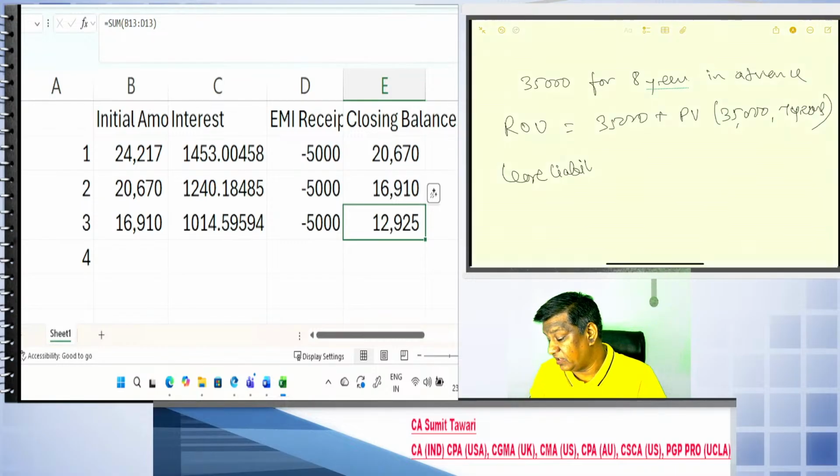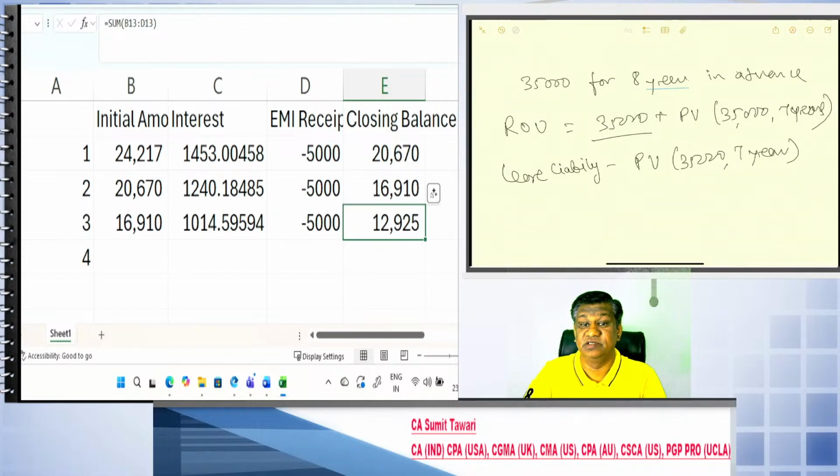But the lease liability we are calculating at year end, because we already paid the 35,000. Okay, so it is the present value of 35,000 for 7 years. Okay, so that you need to consider. So the ROU asset, it is given 206,245, or we need to calculate. Okay, so 35,000, if I calculate 1, 2, 3, 4, 5, 6, and 7.